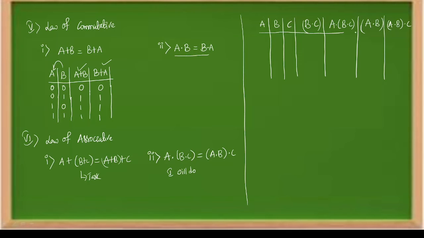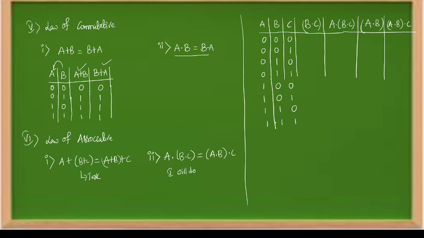With three variables, how many possible combinations are there? Eight possible combinations. What are those eight? 0 0 0, 0 0 1, 0 1 0, 0 1 1, 1 0 0, 1 0 1, 1 1 0, 1 1 1.